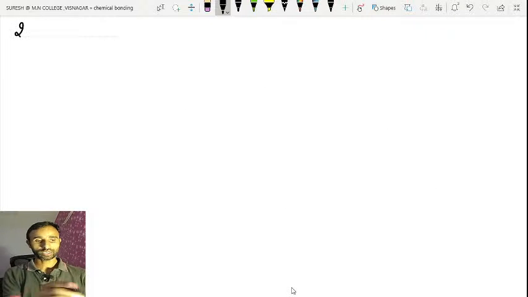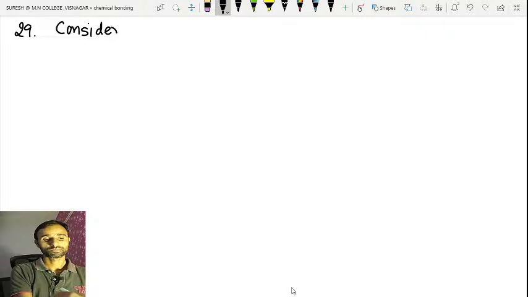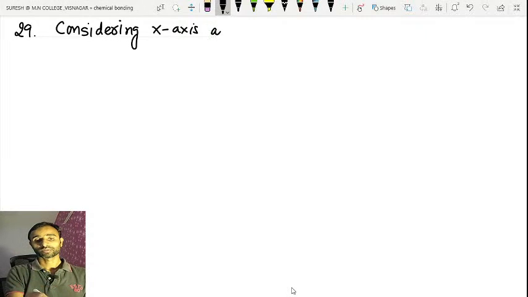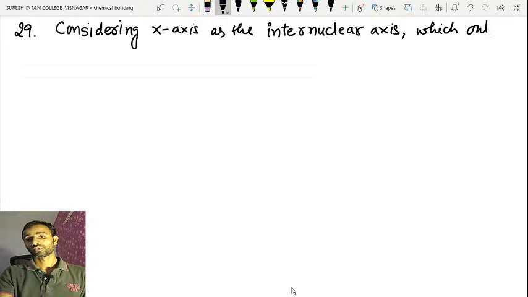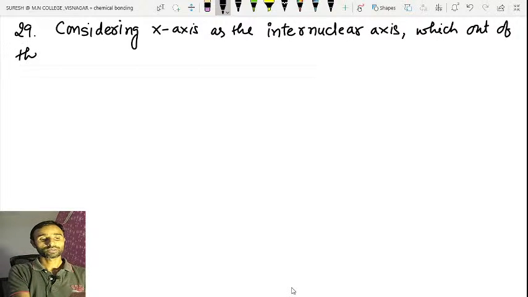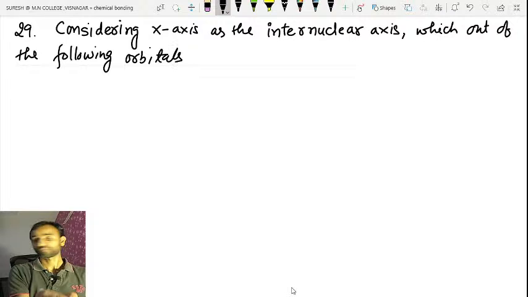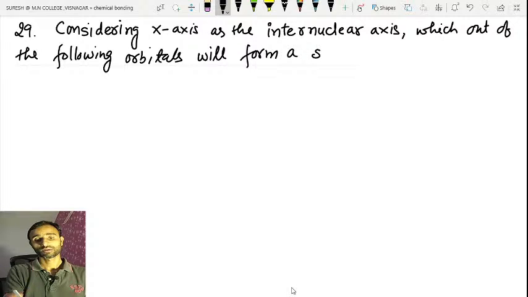Now 29. Question 29 is: considering the x-axis as the internuclear axis, which out of the following orbitals will form a sigma bond?